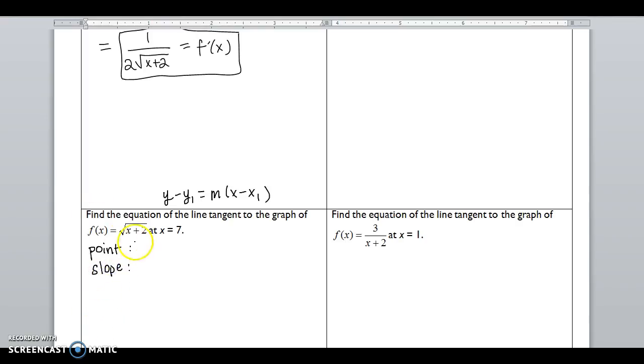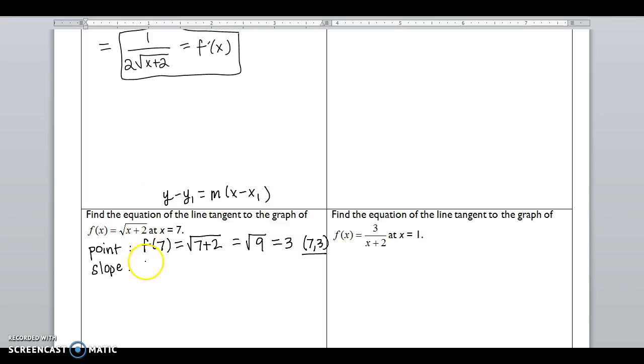So to find the point, you need to find f of 7. It gives us the x value, so we need to plug that in to our original f of x equation and calculate it. So we have square root of 7 plus 2, so square root of 9, which is 3. And that gives us the point then 7, 3. That's our point.